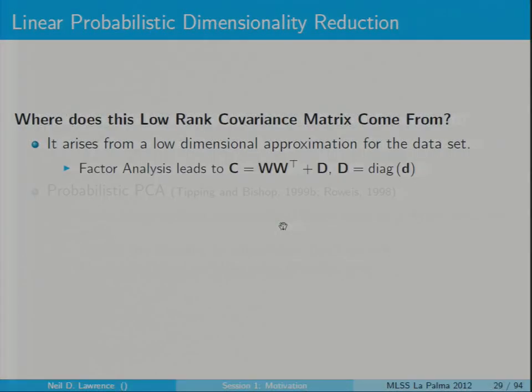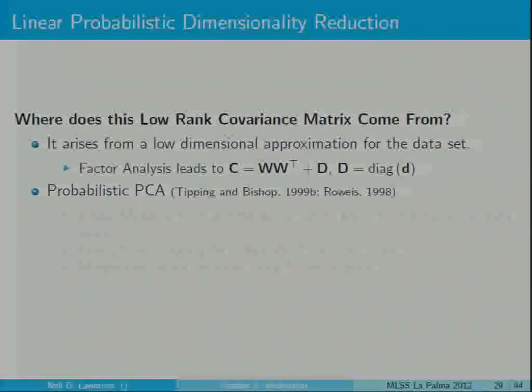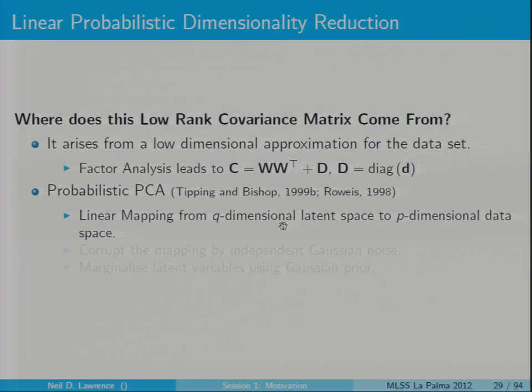Okay, so where does this low rank covariance come from? It comes from a low-dimensional approximation for the data set. That's the connection with dimensionality reduction. A simple low-dimensional approximation, a linear low-dimensional approximation. If we made this CWW transpose plus D, where I made D sigma squared I before, then that would be known as factor analysis. The form I used is known as probabilistic PCA, probabilistic principal component analysis. And it's a linear mapping from a Q-dimensional latent space. Because I build probabilistic models, I think of the low-dimensional thing as latent variables, unobserved things, to a p-dimensional data space. And then we corrupt that mapping, so we do a linear mapping and then corrupt it by independent Gaussian noise.